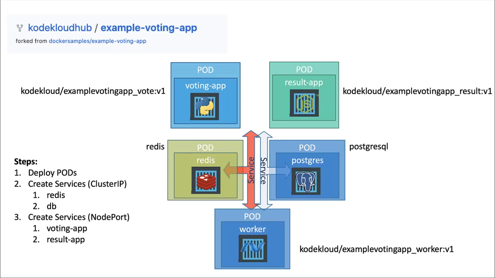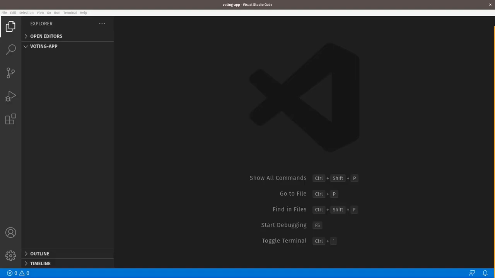And for the databases, we will use the official Redis and PostgreSQL releases that are available. Right, so that's it for now, and we will see this in action in the upcoming demo. In this demo, we're going to deploy the voting application on our Minikube cluster.